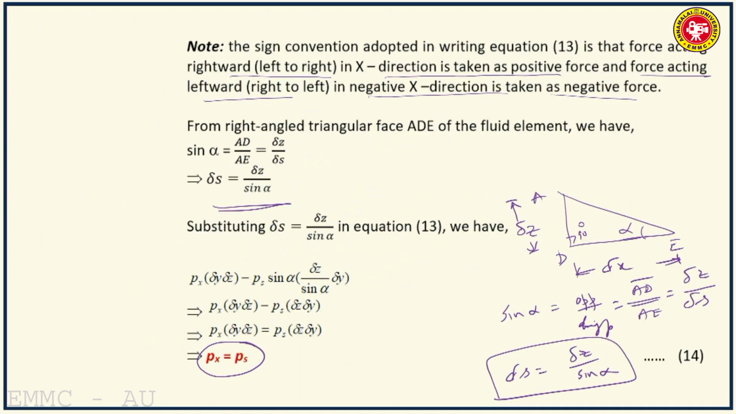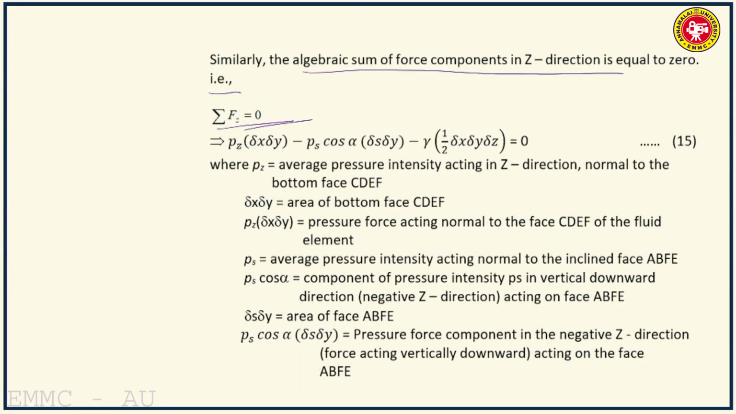So, PZ delta X delta Y, that is acting in the vertical upward direction, therefore positive, that is positive Z direction. Then minus PS cos alpha delta S delta Y, that is acting vertically downward on the inclined face, minus you have the self weight of the fluid element. So, what is the self weight of the fluid element? That is specific weight multiplied by volume of the fluid element.